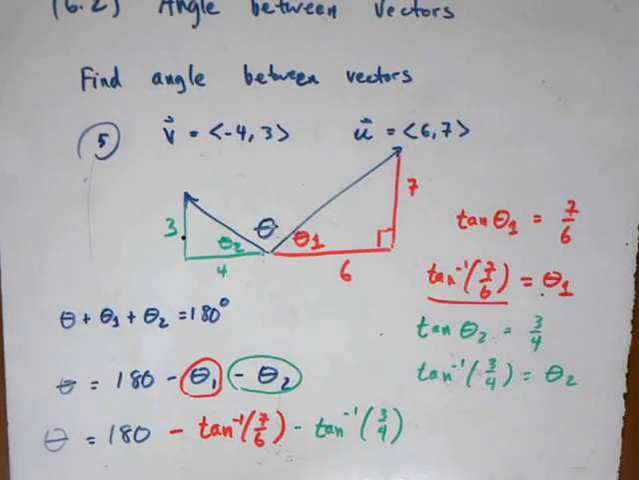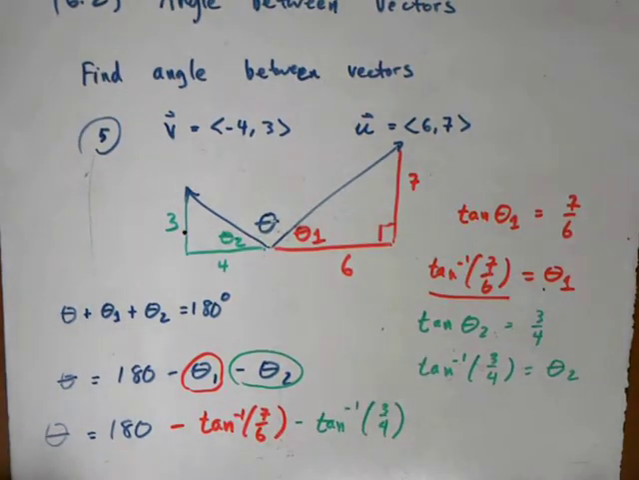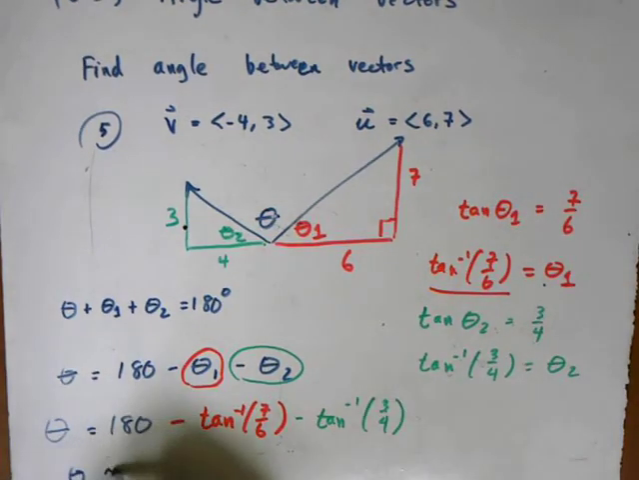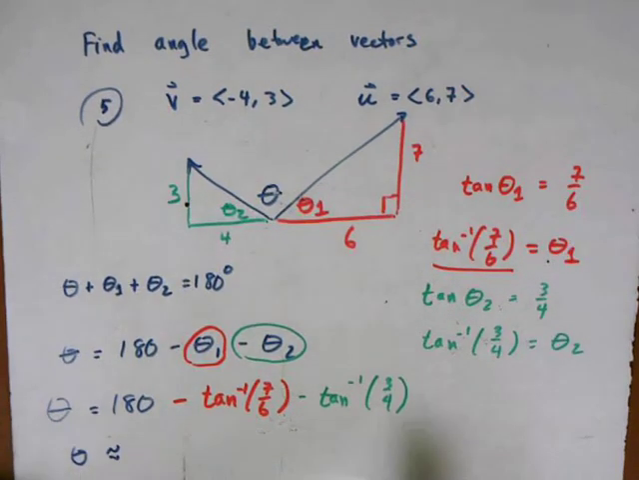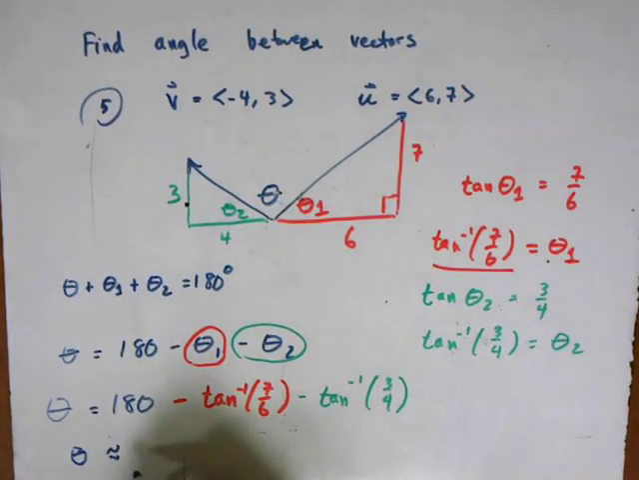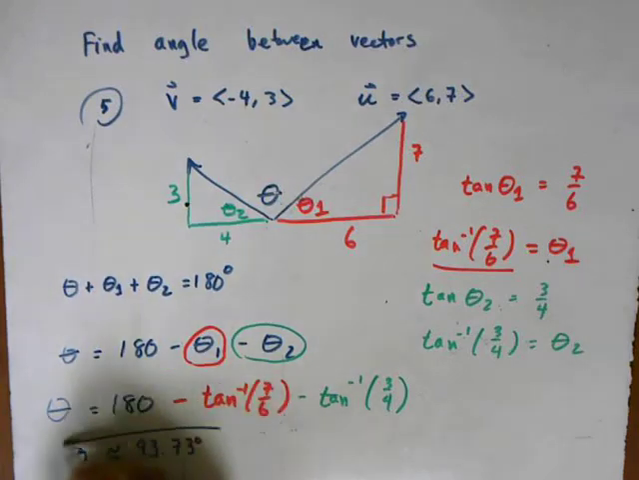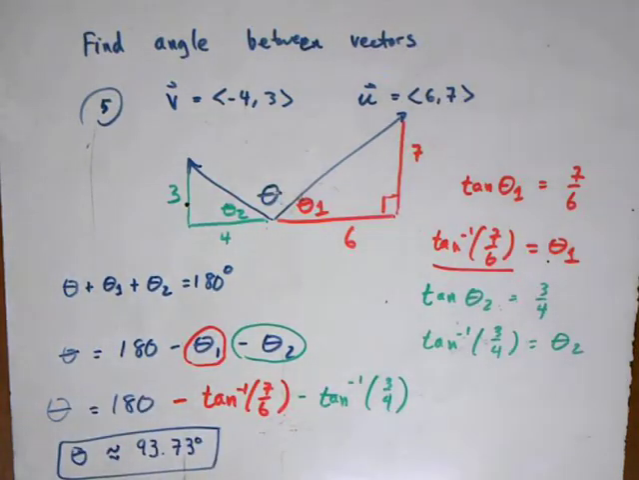And now you take out a calculator and you type all this in, and you get that theta is approximately equal to 93.73 degrees. And so there you have it, a problem that asks you to find the angle between two vectors. And we solve this entirely by using our knowledge of triangles. Now let's try a similar problem, but with a slight difference.